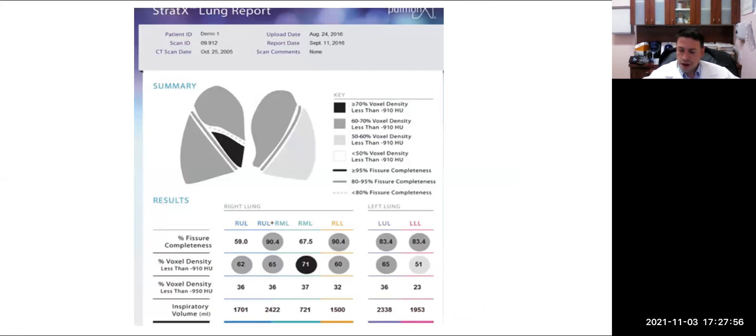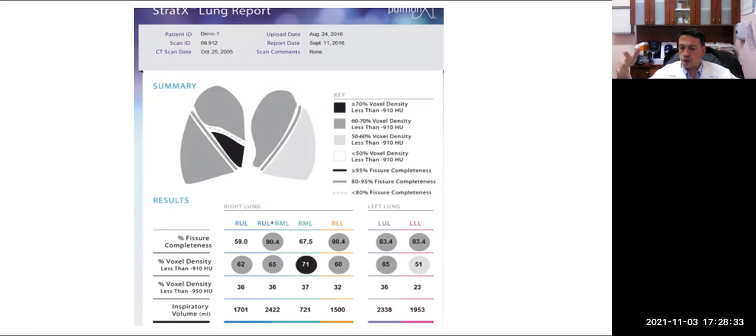So there's something called a StratX lung report, and this is very useful when you think about valves. Basically, this is a report based on a computerized analysis of the patient's CAT scan, where a software algorithm is able to provide us the following data. We know how much emphysema there is in each lobe. We know if the fissures are intact, and we know the lobar volumes. And so we can use this data to figure out where the valve needs to go.